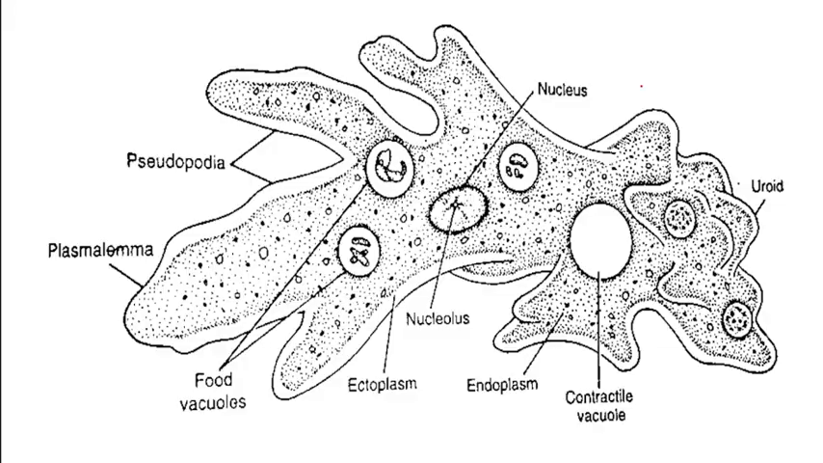Let's see the diagram first. You will draw a diagram like this and label it. This is the nucleus, this is the nucleolus. The cytoplasm on the outer side is called ectoplasm. The cytoplasm towards the inner side is called endoplasm. This is the contractile vacuole. This is the hind end, referred to as uroid. These are pseudopodia, and the membrane is called plasmalemma, and these are the food vacuoles.